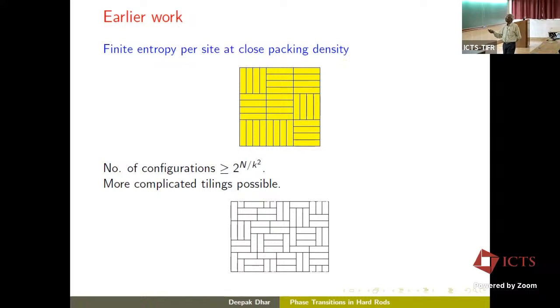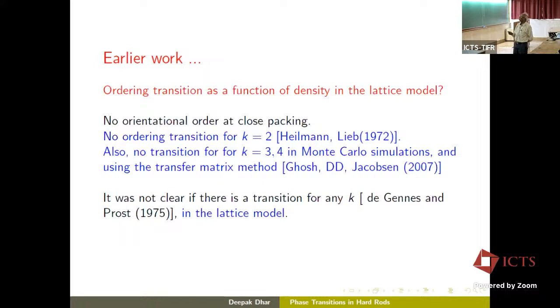And of course, these are very simple structures. Much more complicated tilings are possible in this system. And so this number is very different.